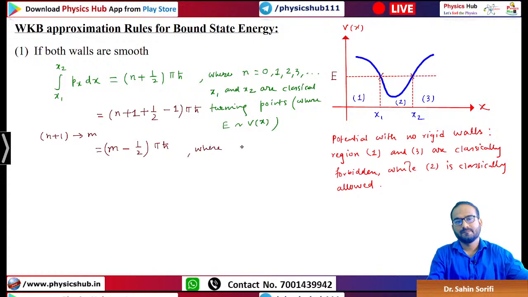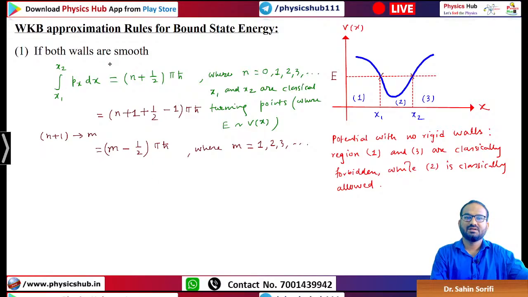Where m is equal to, instead of 0, 1, 2, 3, we will start from 1, 2, 3. Now in your question, depending on whether you need to start from 0, 1, 2, 3, you will use this formula, or if it starts from 1, 2, 3, you can use this formula. Look, m and n doesn't matter, because here just to make it different we have used two variables n and m, but whenever you will be dealing with questions, you have to see whether it is starting from 1 or starting from 0. If it is starting from 0, you will use n plus half pi h cut. If it is starting from 1, you will use n minus half pi h cut. Okay, so this is the case where both walls are smooth.